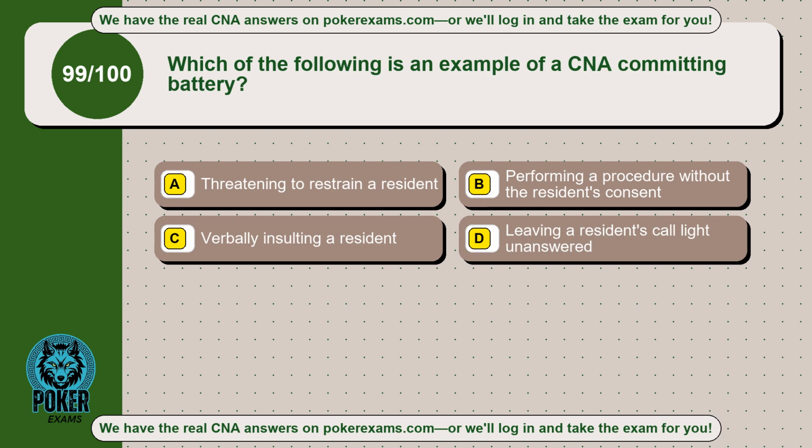Question 99. Which of the following is an example of a CNA committing battery? Option A, threatening to restrain a resident. Option B, performing a procedure without the resident's consent. Option C, verbally insulting a resident. Option D, leaving a resident's call light unanswered.